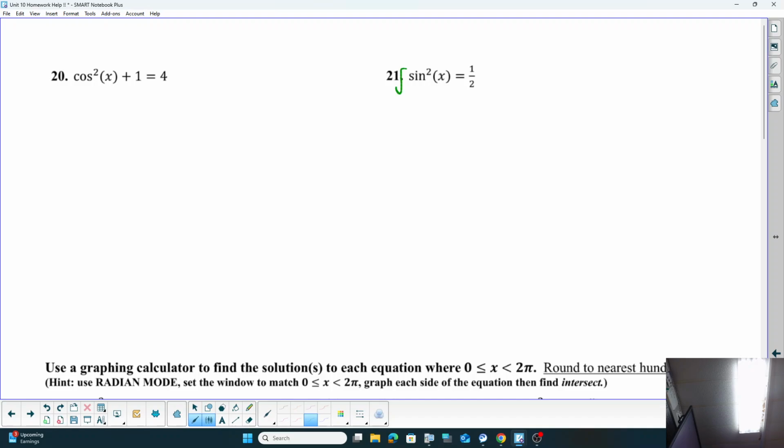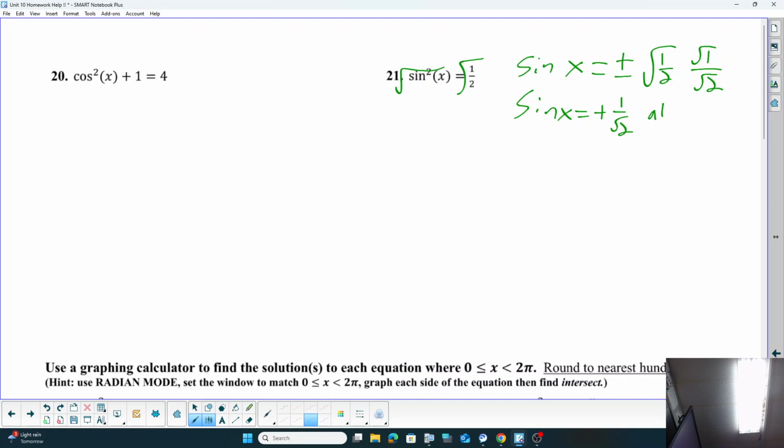You just have to square root both sides. If you square root both sides, you get sine of x equals plus or minus the square root of 1/2, which is the same as the square root of 1 over radical 2. So that means sine of x equals a positive 1 over radical 2, and also a negative 1 over radical 2. Right? So you have to do 2 of them on this one.